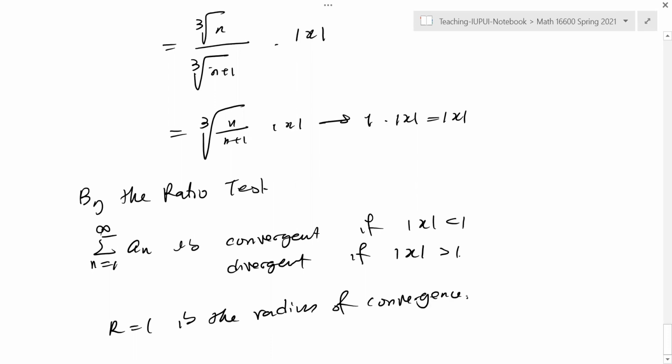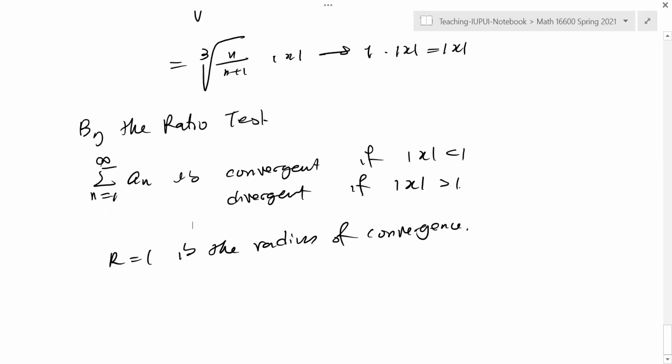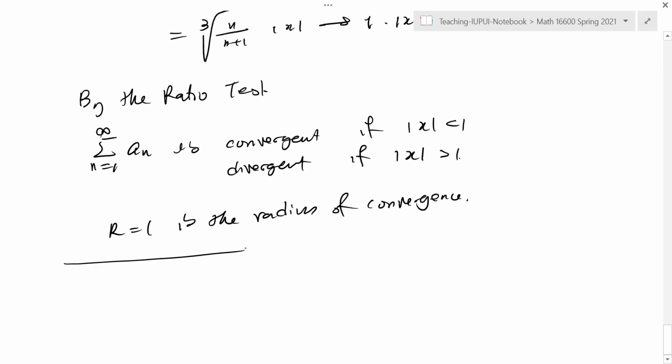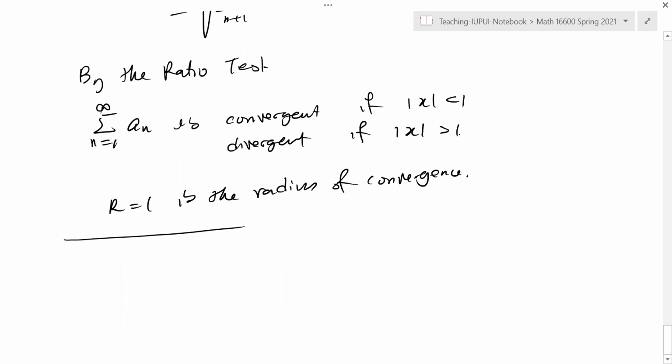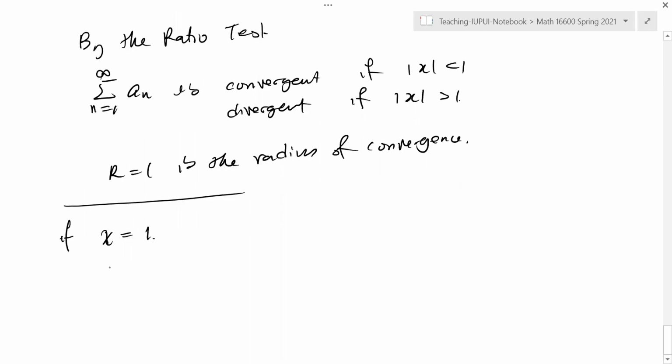Now, do I need to know what happens when absolute x is equal to 1? I'm not asking you to determine all the possible values for which it is convergent. Then you stop here. We find the radius of convergence. But if absolute x is going to be 1, so if it's positive 1, I can tell that this series is convergent.